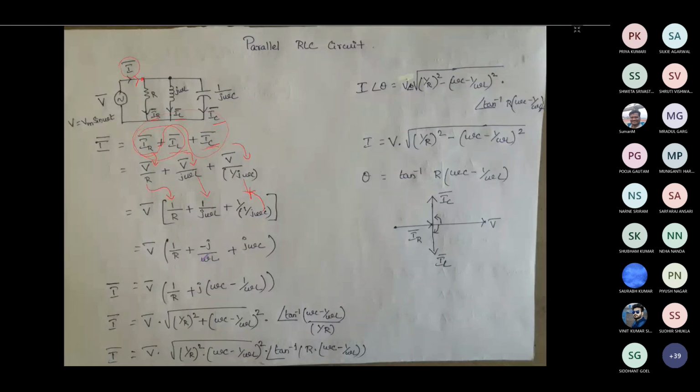Here, if you take j as common, we will be getting omega C minus 1 by omega L. So the difference between series RLC and parallel RLC is, there you got R plus j omega L minus 1 by omega C. This you got for series RLC. Here you are getting the reciprocal of that. Nothing is the difference. There you mention it as an impedance. Here you are going to mention it as admittance.